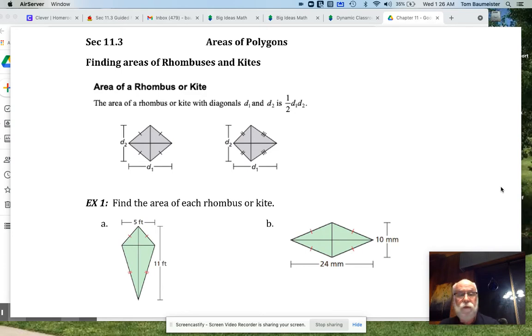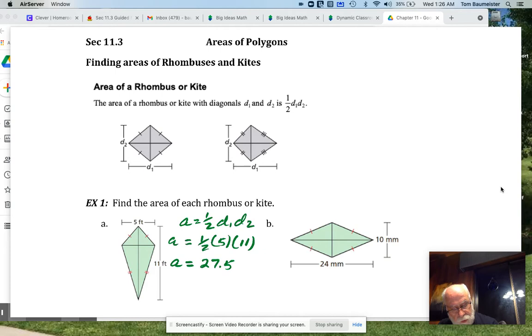So on the first one here, find the area of each rhombus or kite. So we're just going to use our formula. So area is equal to 1/2 D1 times D2. So in this case here, we're going to have one of our diagonals is 5 feet. The other one is 11 feet. And if we take that and plug it into our calculator, we'll get 27.5. And again, our units is feet. And remember, area is always squared, so it'll be feet squared.